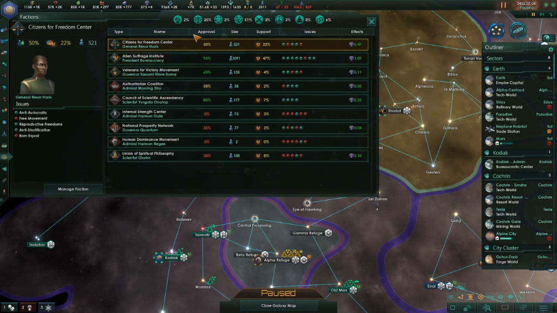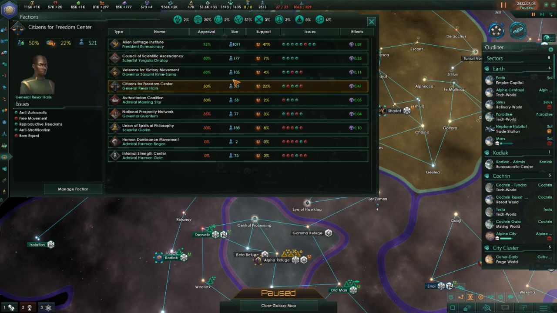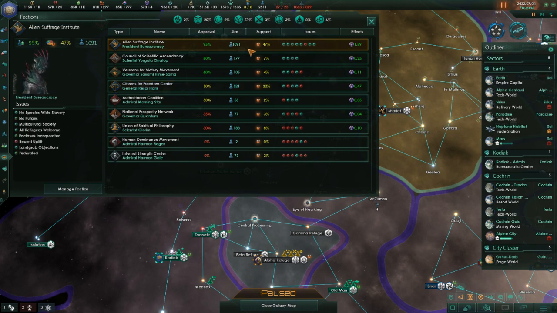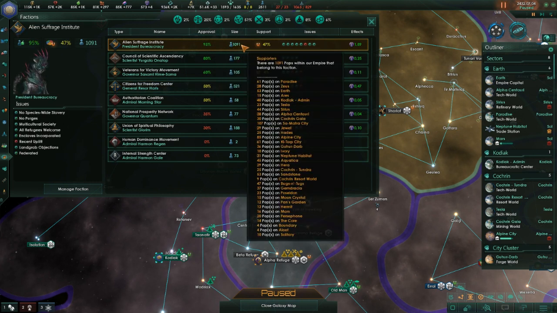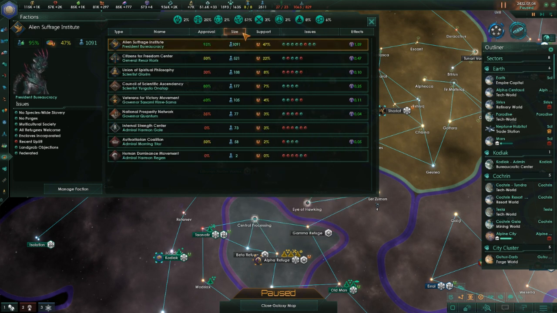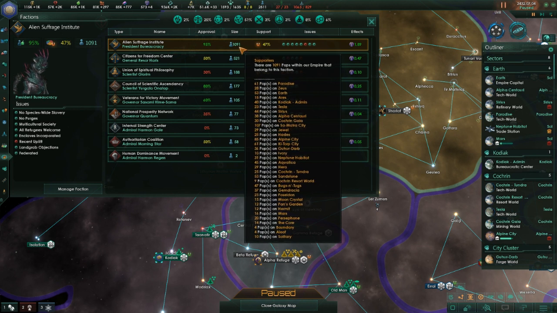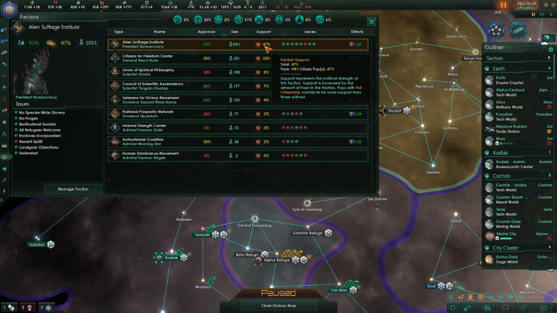Oh yeah, also, these factions are what you use to get extra influence points. The factions with the largest amount of people in them, for example, as you can see here, if I organize by size, the alien suffrage movement is my number one faction. 74% of my population is part of this faction.